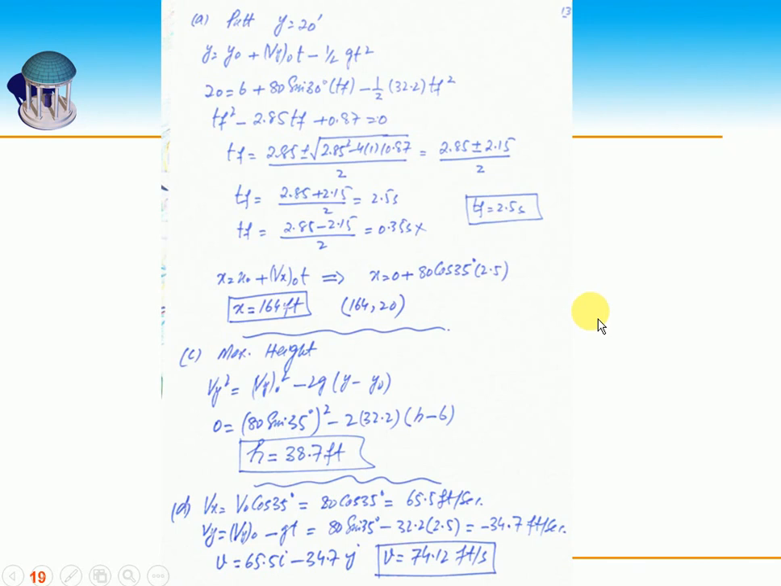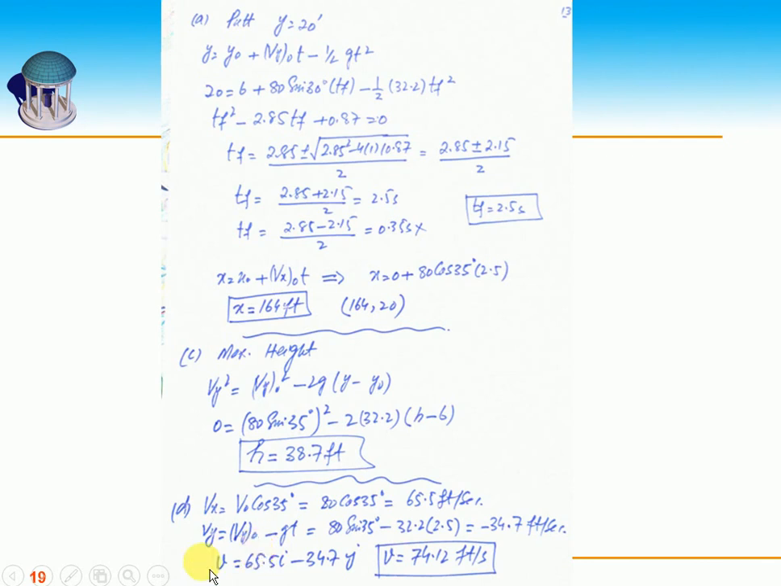Now the maximum height is simple, vy square is equal to vy naught square minus 2g times y minus y naught. So 2as is equal to minus vf square. This is 2g s, y minus y naught if there is an initial distance. Yes. So vy is 0 at maximum height, and the initial velocity is of course 80 sine of 35 degrees, and this 2 times g 32.2. The final height of this is h minus 6. Again, h is equal to 38.7 feet. The maximum height it will achieve by this velocity of 80 feet per second, right? So this is the maximum height which is achieved.